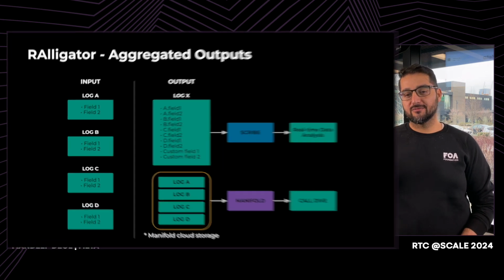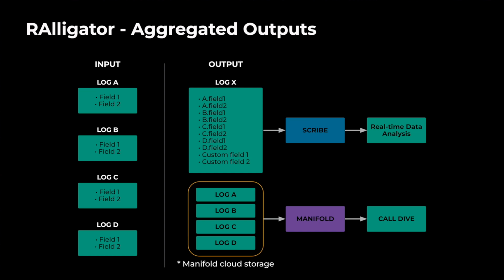For the real-time data analysis tooling, the aggregated output is just another new log. It's a concatenation of all the input logs that we have, the separate segregated logs. All of the fields in those become fields in this new log. In addition to this, we also have facilities for adding custom fields, so you can write some logic, compute some values, and add additional fields here as well. That gets written out to Scribe and can be processed by our real-time data analysis tooling.